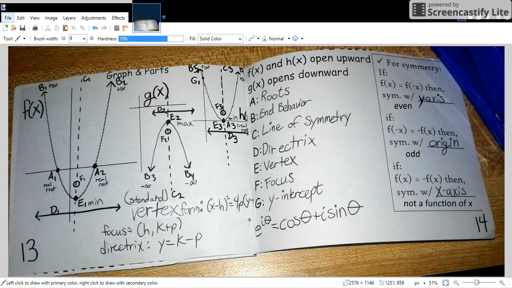Here's one other equation that does show up. It is called Euler's formula. It's e to the i theta equals cosine theta plus i sine of theta.